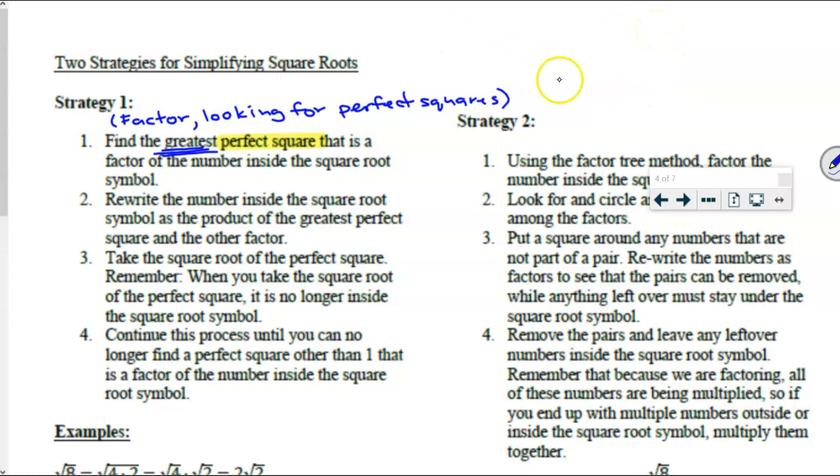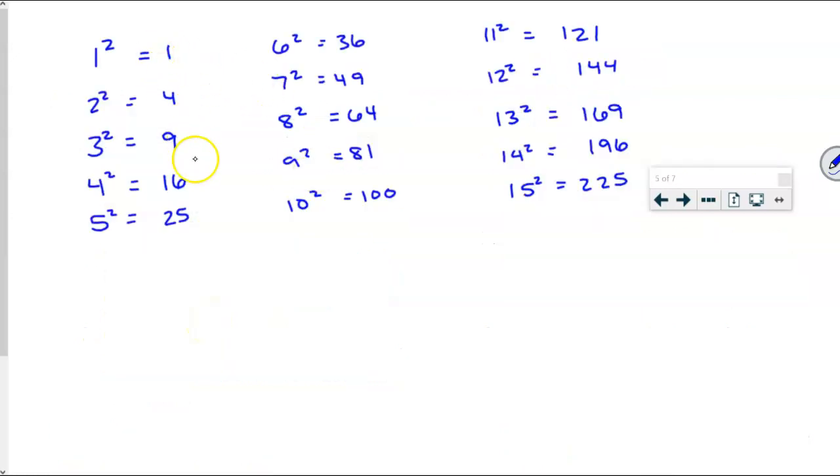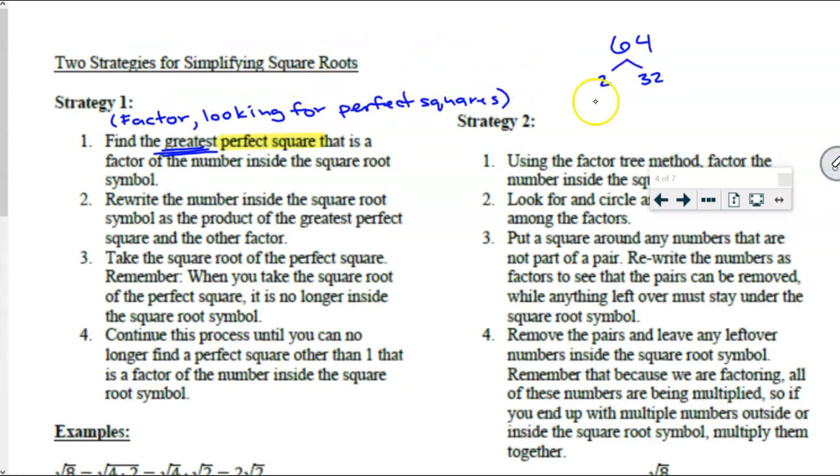Another example would be, let's say 64. An obvious factorization, looking for the things that multiply to be 64, would be 2 and 32. Are either of those perfect squares? Let's look at our numbers. 2 and 32? No. So we want to look for other ones, like 4 and 16. Both of those are perfect squares, so that would be a little bit more helpful. So keep that in mind.